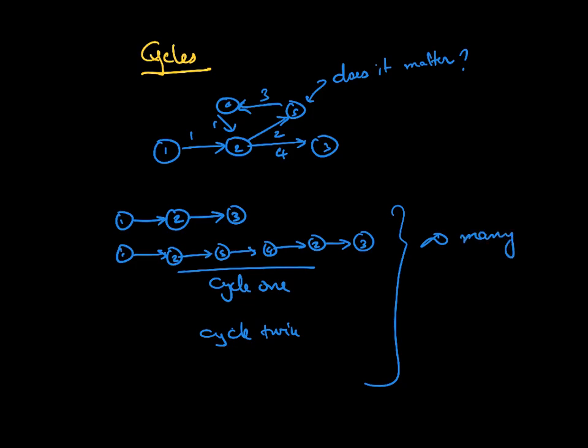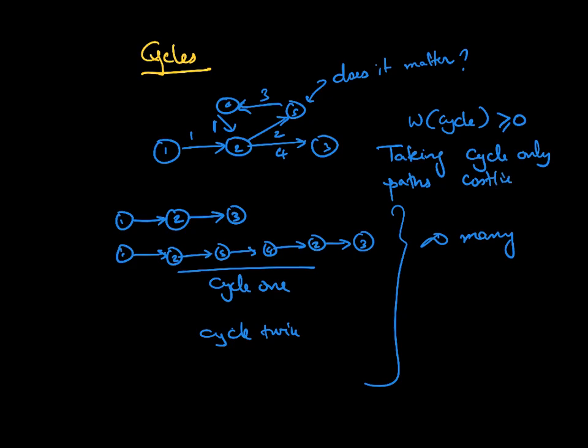But the nice thing is, because the weight of the cycle is positive or is greater than or equal to 0, okay, even if it were a 0 weight cycle, this would be true. The cycle doesn't matter. Taking the cycle only makes the paths costlier. Good.